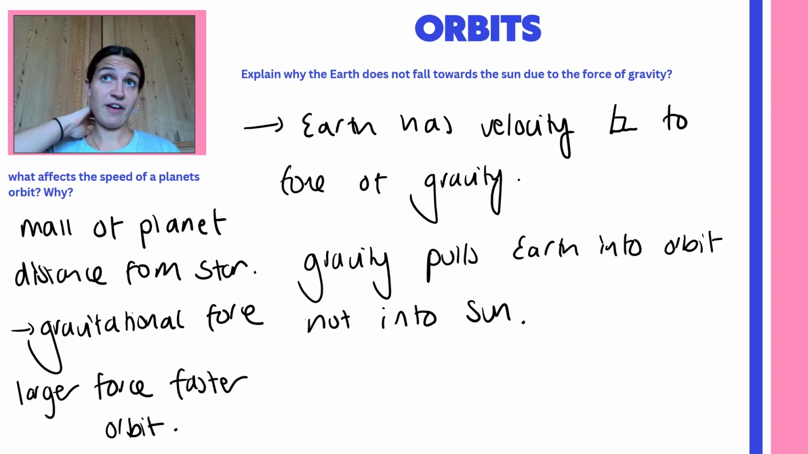If it helps, you can think about the fact that if gravity weren't there, then Earth would just fly off at a tangent away from the sun. So we need gravity there to keep pulling it round, round, round in its circle.